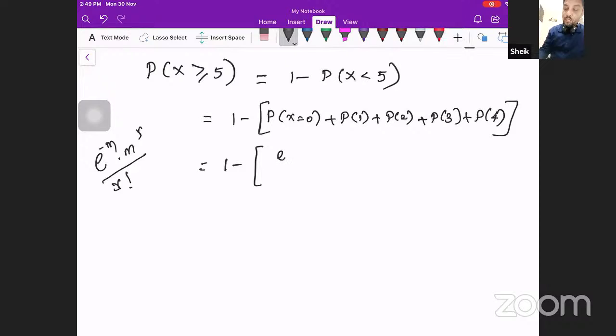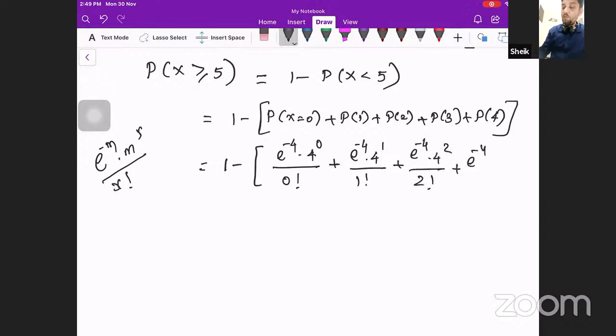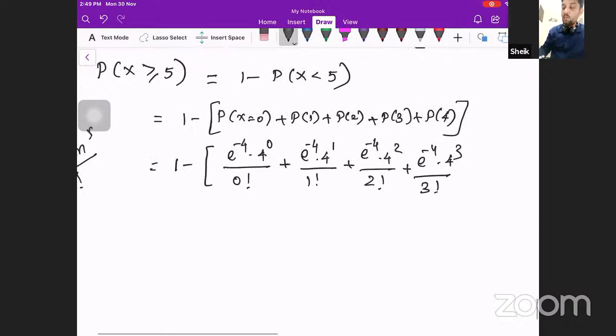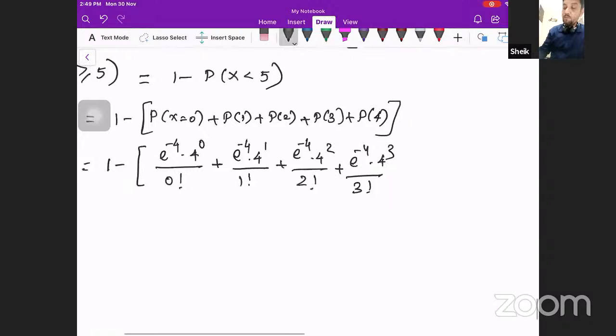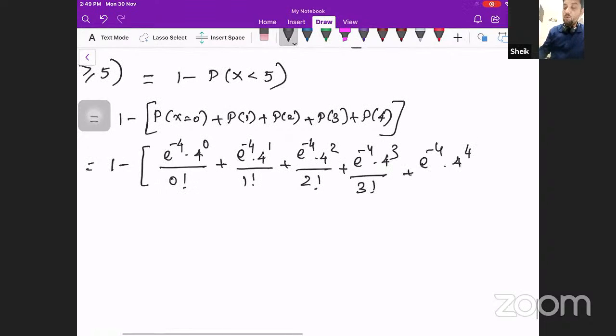Here what will come? e power minus 4, 4 power x by x factorial, plus e power minus 4, 4 power 1 by 1 factorial, plus e power minus 4, 4 power 2 by 2 factorial, plus e power minus 4, 4 power 3 by 3 factorial, plus e power minus 4, 4 power 4 by 4 factorial.